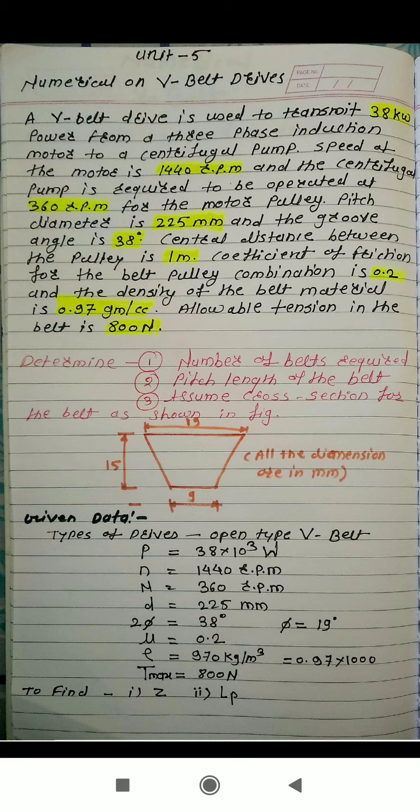The groove angle is given. The groove angle is considered as 2 phi, means 2 phi is equal to 38 degree and phi is equal to 19. The coefficient of friction mu is 0.2 and density given in gram per cubic centimeter is converted into kg per meter cube, means multiply 0.97 into 1000, and maximum tension is given 800 Newton. To find out the belts required, the value of Z, and second, the pitch length.